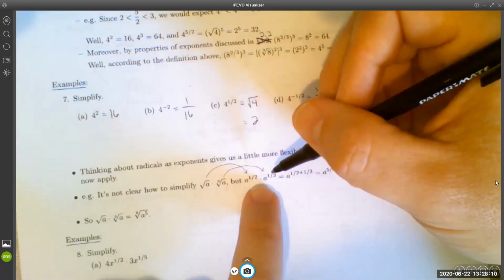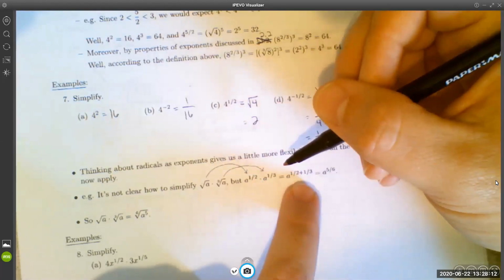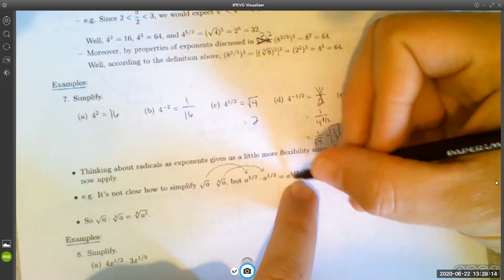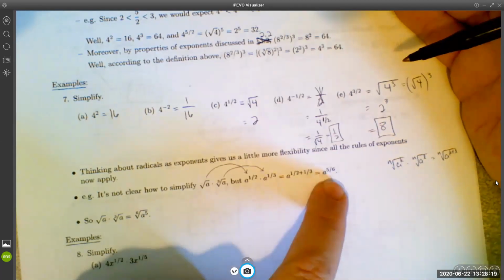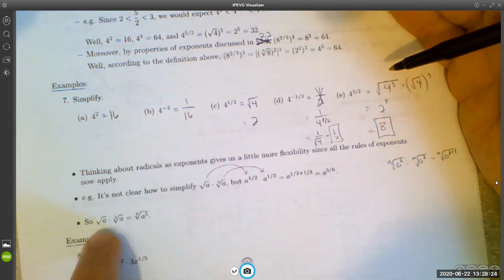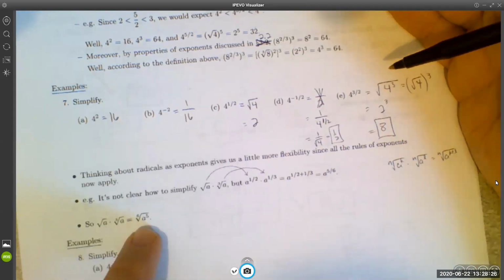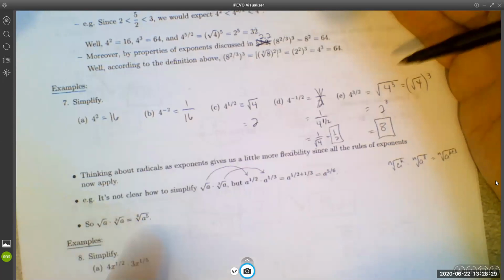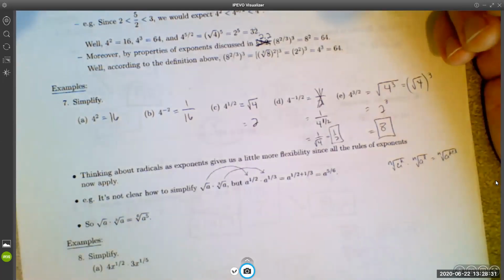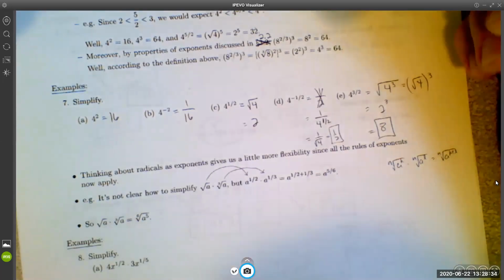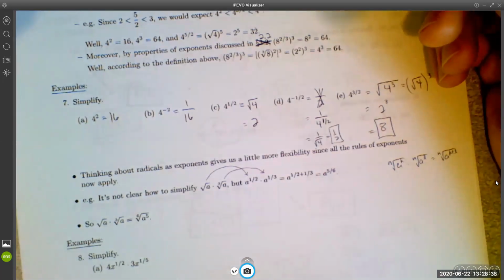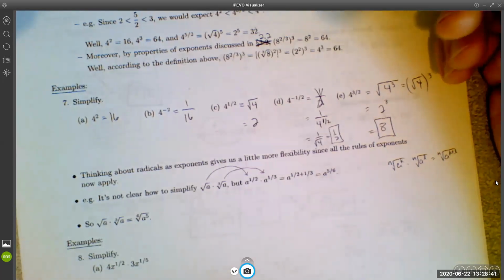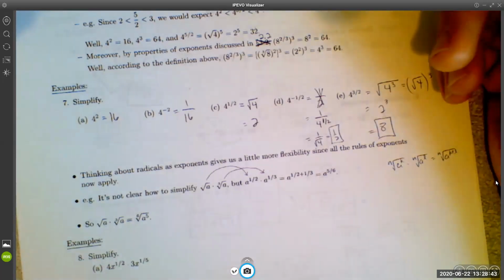And we know how to deal with that. A to the 1/2 times a to the 1/3 is just a to the 1/2 plus 1/3. So you would add those two fractions together. You've got to get common denominators, but what you'll end up with is a to the 5/6. So the square root of a times the cube root of a is the 6th root of a to the 5th. Kind of weird, I guess, but that's how it works out. It's much easier to do that if you're dealing with exponential notation instead of radical notation. So that's why we like to think of radicals as exponents oftentimes.